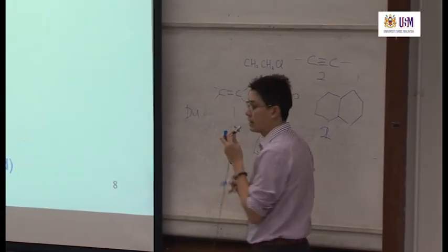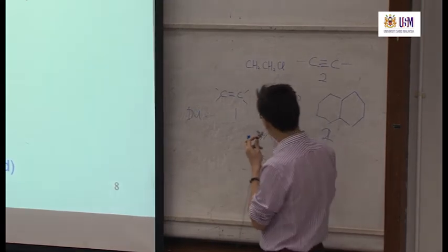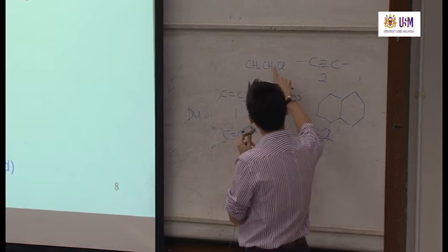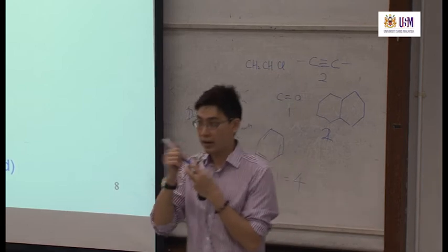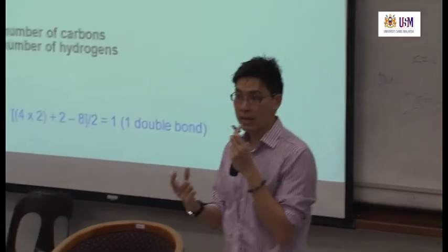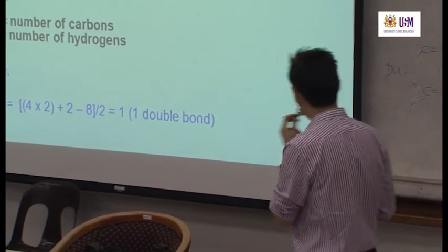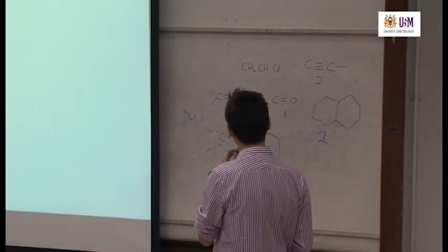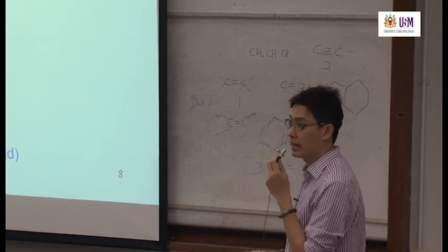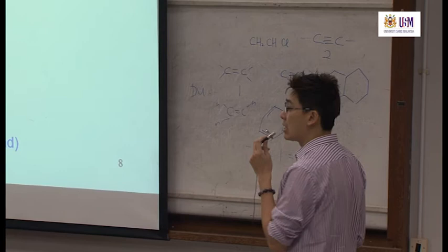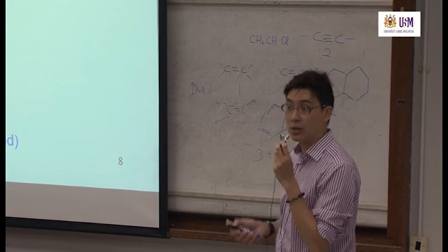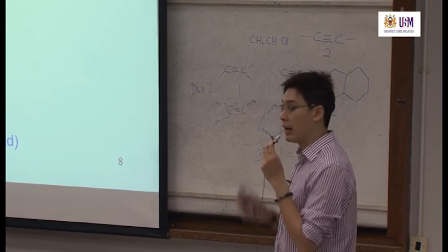If you have CH2Cl, I need to draw it out first. So CH2=CHCl. If you have this CH2=CHCl and I ask how many carbons there are in this molecular formula, 2. How many hydrogens? 3. But you have a chlorine there, so you have to ignore the chlorine, replaced by a hydrogen. So your number of hydrogen becomes 4. This is the first rule.